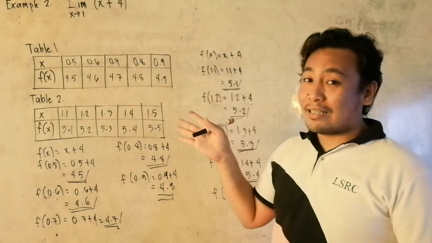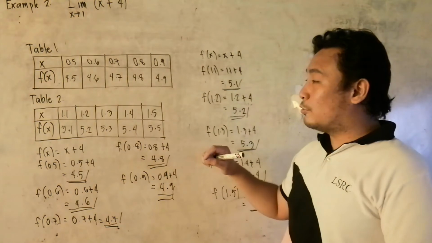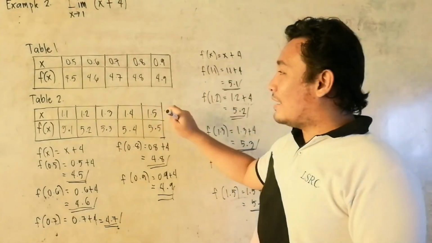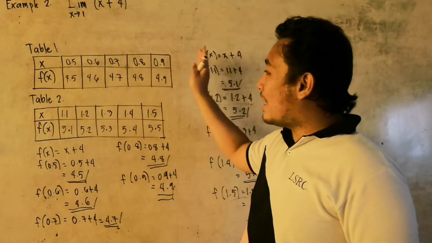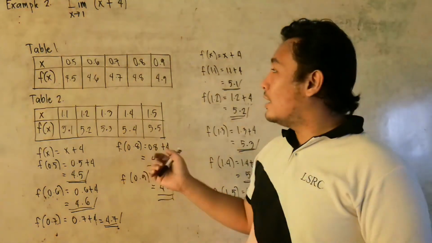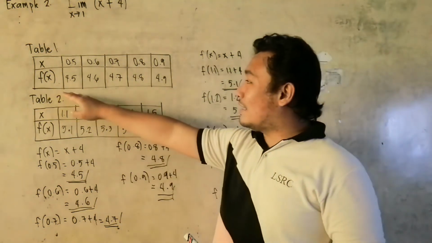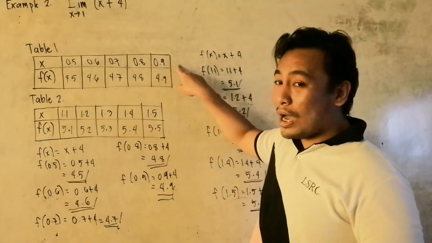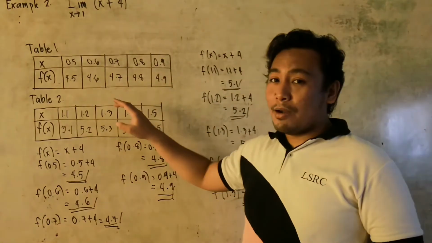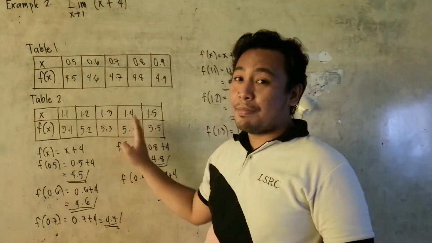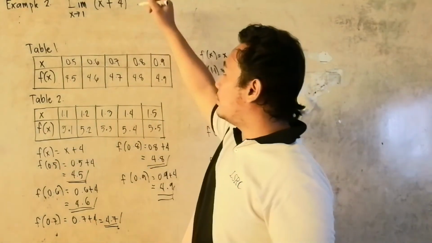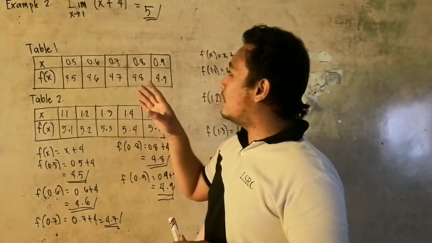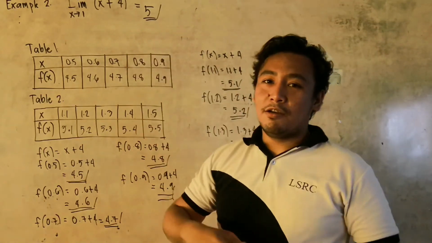So as you can see, as x approaches 1 from either side, from the left side or from the right side, we can say that as x approaches 1, the limit of x plus 4 is equal to 5. So mula sa left, papalapit sa 1, and then mula sa right, papalapit sa 1, ang makukuha nating value ng f of x ay 5. Papalapit din siya sa 5. Therefore, this is equal to 5. So the limit of x plus 4 as x approaches 1 is equal to 5.